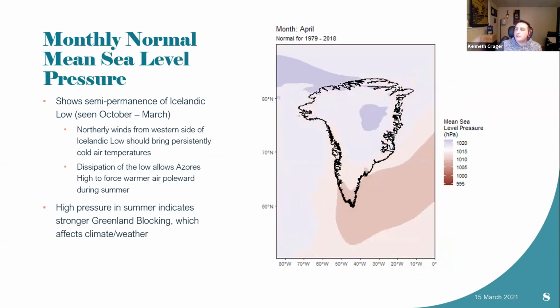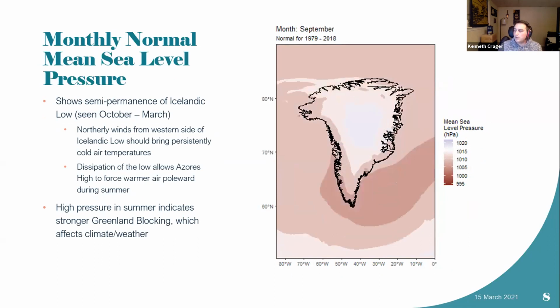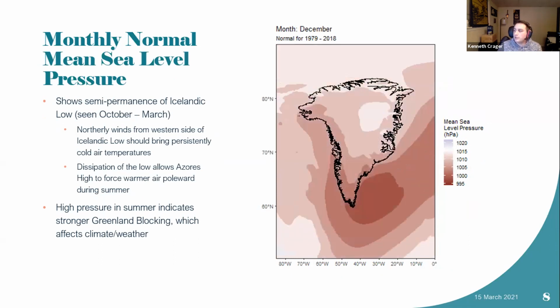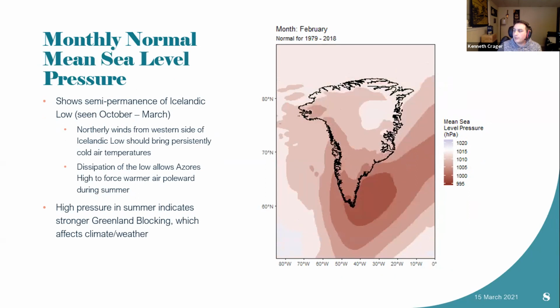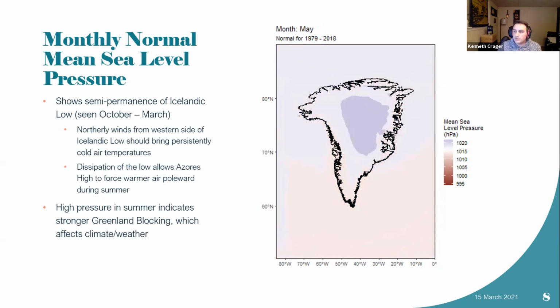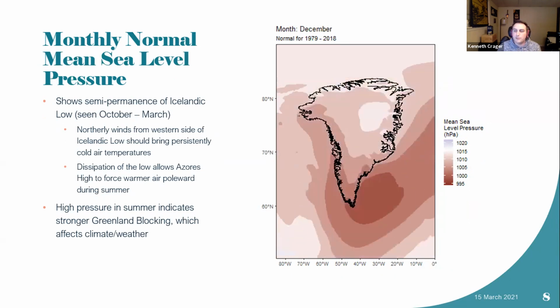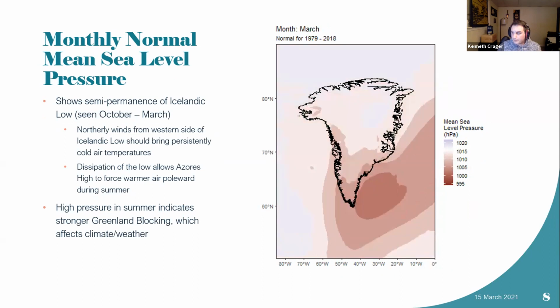Moving on to the monthly normal mean sea level pressure. These are measured in hectopascals, also known as millibars. In meteorology, we kind of use them interchangeably because 1 hectopascal is 1 millibar. So it's really a matter of preference who you're talking to.